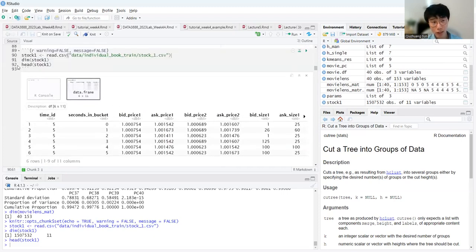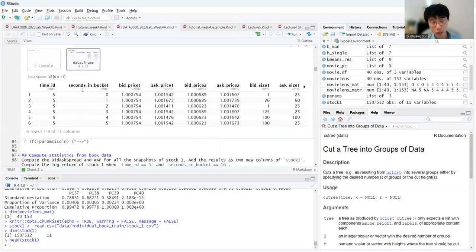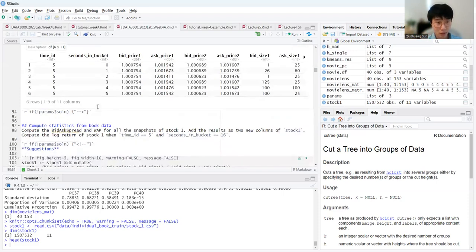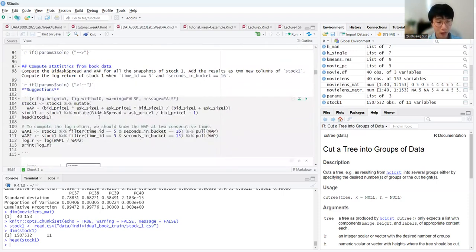After we load this data, we will build a model for each time ID and for each stock, and later on we will see it explicitly. After we have loaded the data, we need to compute some key statistics like the bid-ask spread and the weighted average price. These statistics are very important for us to do prediction.